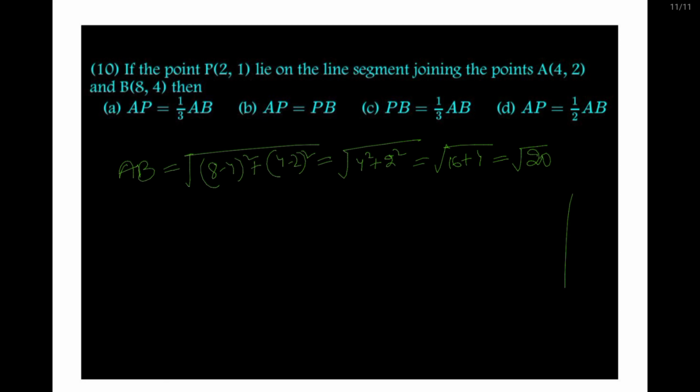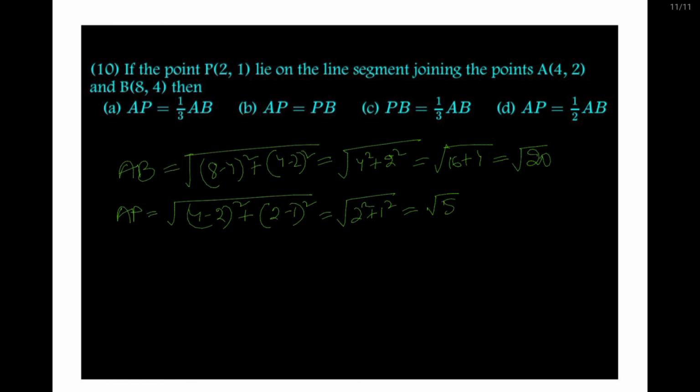And now it is said that P lies on the line segment joining A and B. Suppose this is the line AB and P is a point somewhere in between A and B. So we will find the distances AP and BP also. So let's find AP, it will be square root of 4 minus 2 whole square plus 2 minus 1 whole square. It will be 2 square plus 1 square, which is square root of 5. And now let's find BP also.